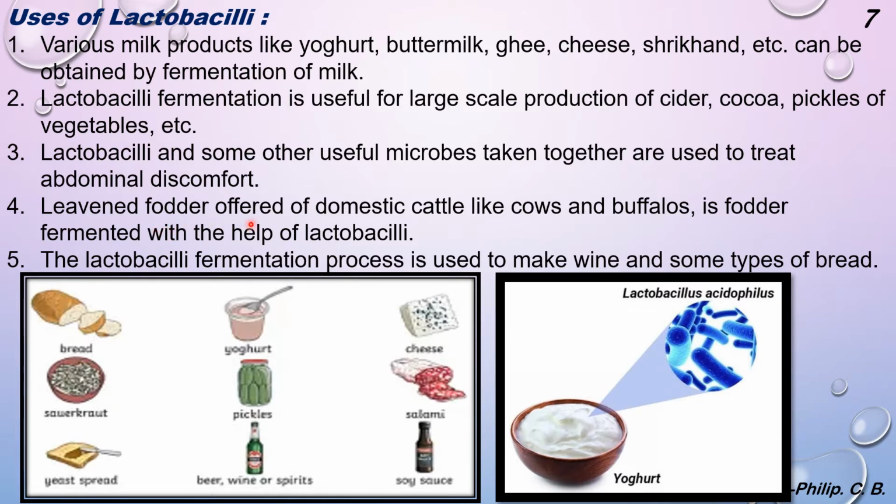Fodder for domestic cattle like cows and buffaloes is fermented with the help of lactobacilli. The lactobacilli fermentation process is used to make wine and some types of bread. As we learned in the beginning slide, yogurt, bread, cheese, pickles, wine, beer, all this can be produced with the help of lactobacilli. A very simple example is yogurt produced by Lactobacillus acidophilus, the specific one used for production of curd.